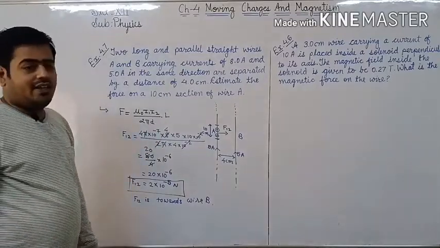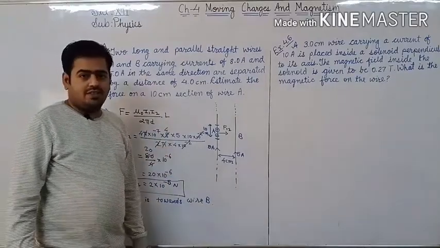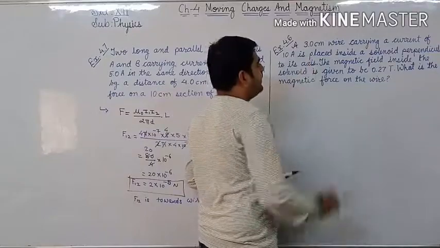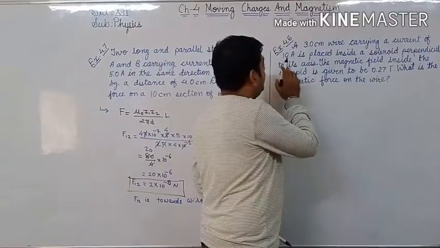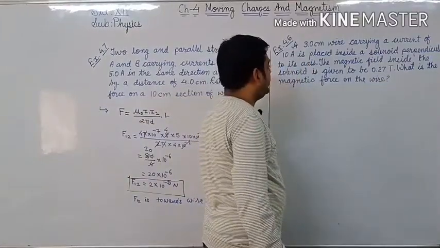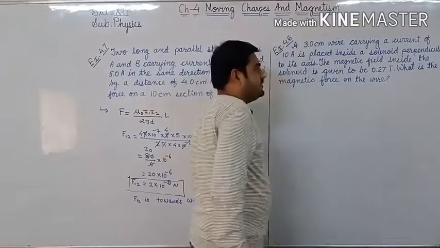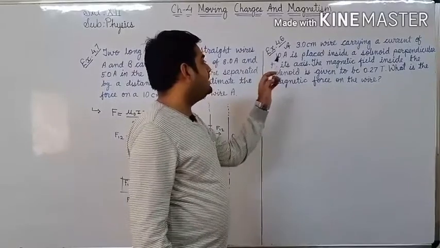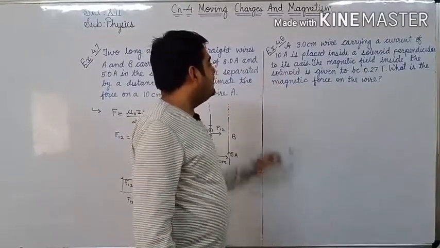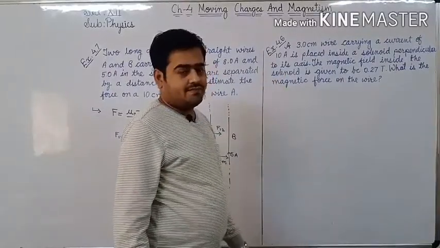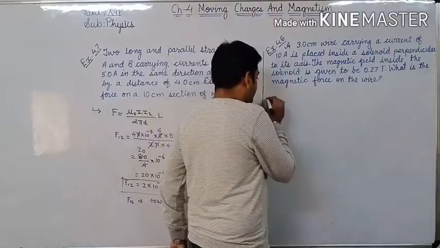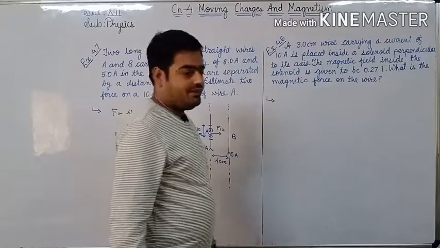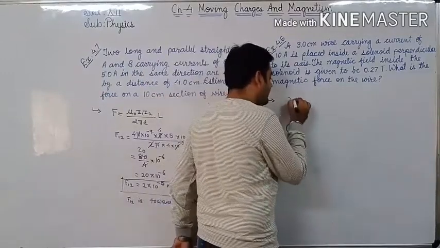Let us solve exercise numerical 4.6. A 3 centimeter wire carrying a current of 10 ampere is placed inside a solenoid perpendicular to its axis. So one current carrying wire is given, which is placed inside a solenoid perpendicular to its axis. So first we should consider one solenoid. Let me consider one solenoid like this.